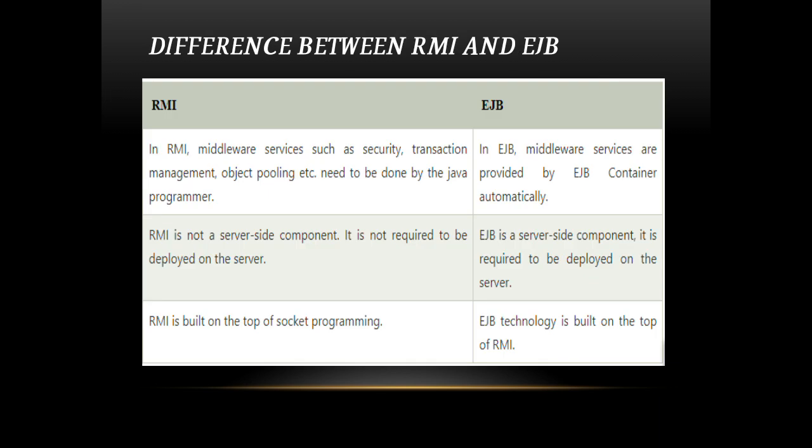And the difference between RMI and EJB. The main differences are these three things. One is, in RMI, middleware services such as security, transaction management, object pooling, etc. need to be done by the Java programmer. But in EJB, Enterprise Java Bean, middleware services are provided by the EJB container automatically.